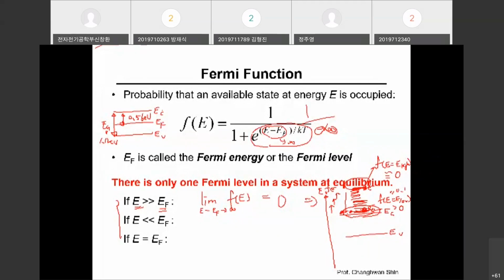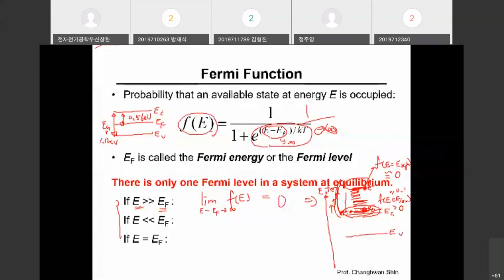Okay? So this Fermi function, indicating the probability of finding an electron at a certain energy level, well describes how electrons are distributed in the conduction band.